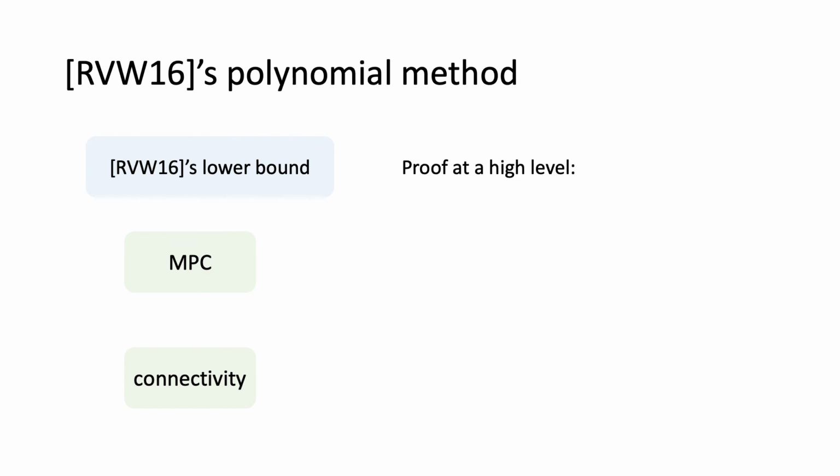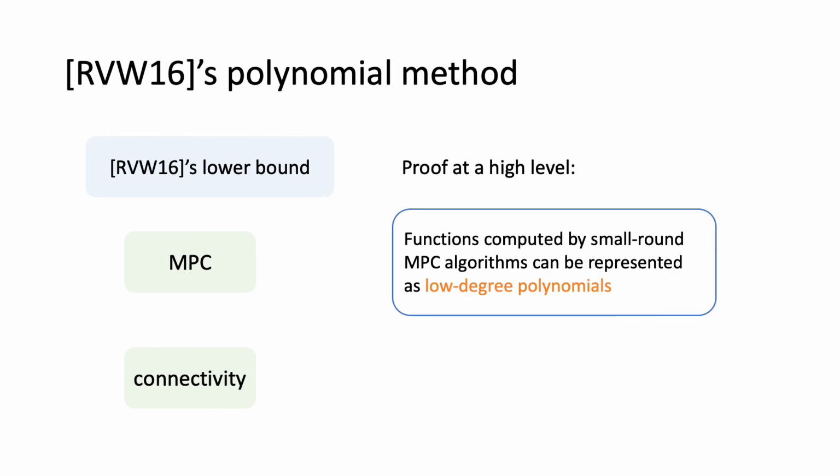Before talking about how we address these additional challenges, let me first give a high-level overview of RVW's lower bound proof. This is an application of their more general lower bound framework using a technique called the polynomial method. To be more precise, they first show that functions computed by small round MPC algorithms can be represented as low-degree polynomials. To do this, they use a family of polynomials to characterize the input messages that each machine receives in each round. This then allows them to connect MPC round complexity to the degree of polynomial representations, which is commonly studied in complexity theory.